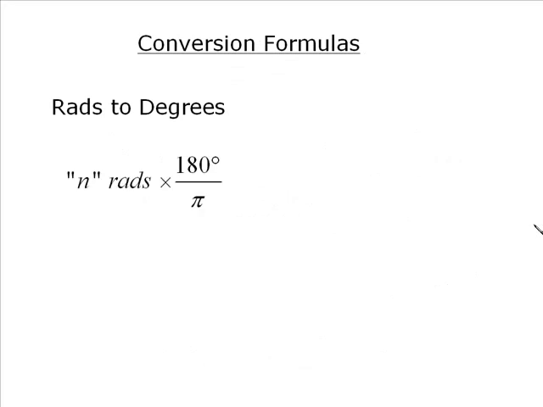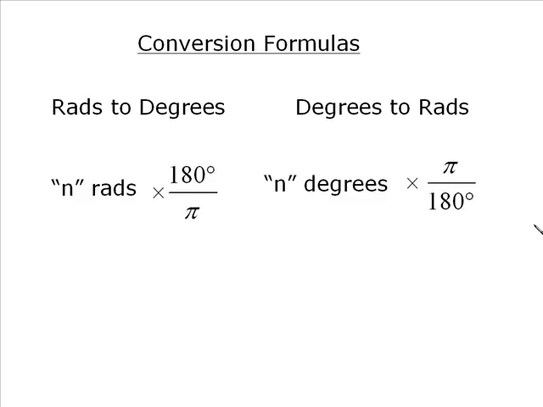Now the conversion formulas I just referred to: if you have to convert from rads to degrees, we simply take the number of rads we've got and we multiply it by 180 over pi, because 180 to pi is the conversion factor. And by doing this, that will cancel out the pi and introduce the degree symbol. And then degrees to rads would be more like this. Very similar thing. We take the degrees that we're given and we multiply by pi over 180 degrees. This will cancel out the degree symbol, introduce the pi.